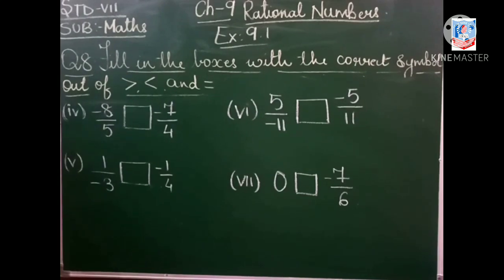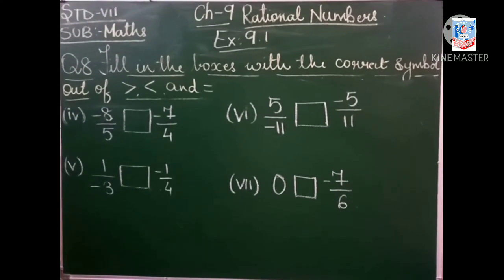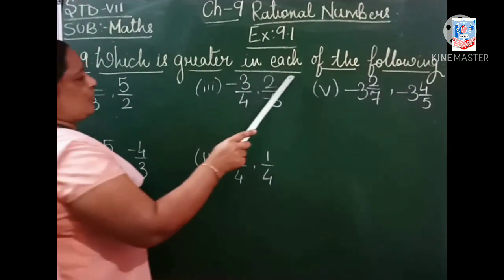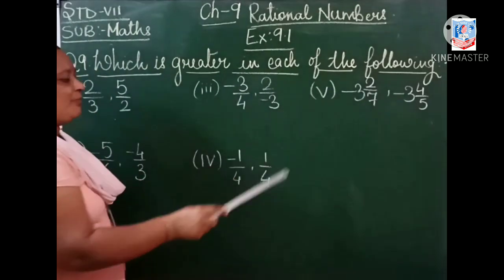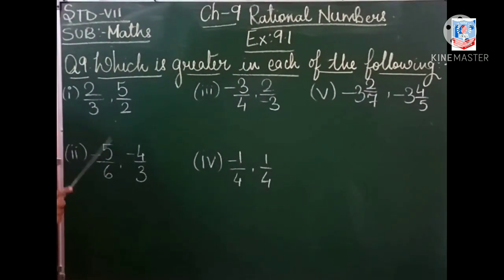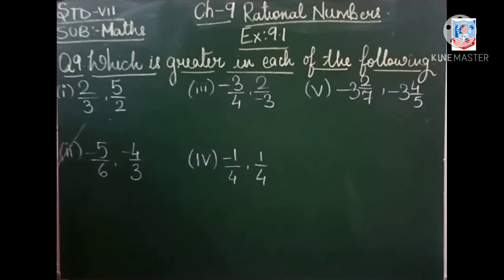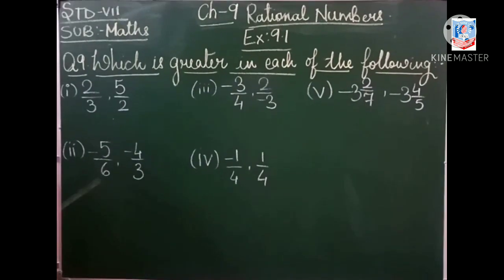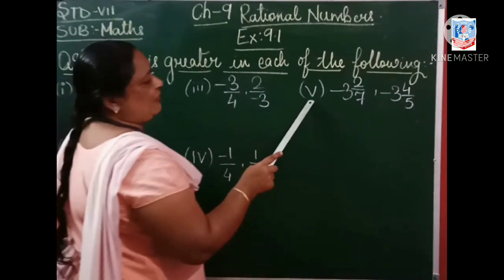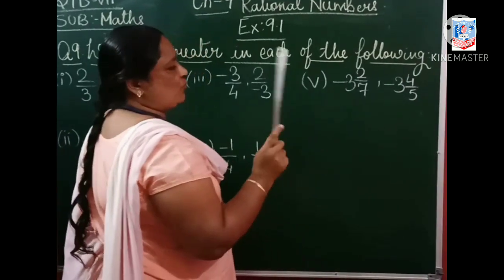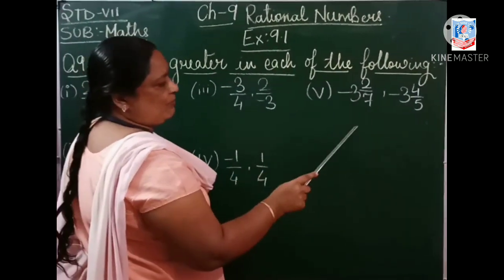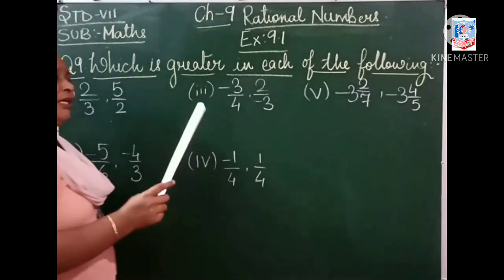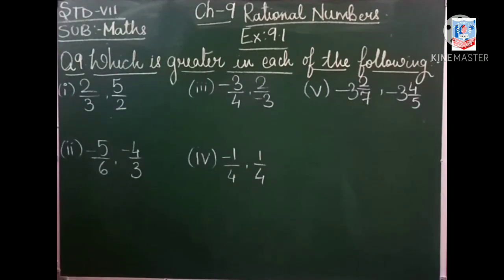This is your homework. Question number 9. Which is greater in each of the following? I am giving you homework, and this is just like question number 8. You will find the LCM, then make the denominators common, and then you will find which is greater. Now see here, the fifth sum is in mixed fractions. So what will we do? You will convert into simple fraction. Then find the LCM, make a common denominator, and then solve. Okay.